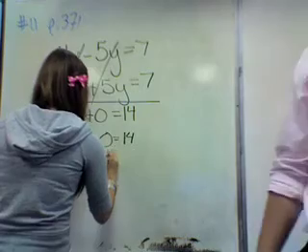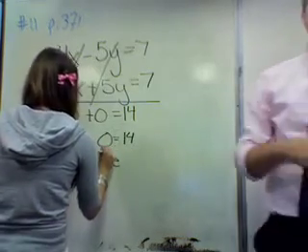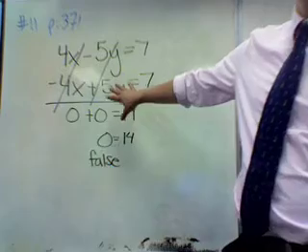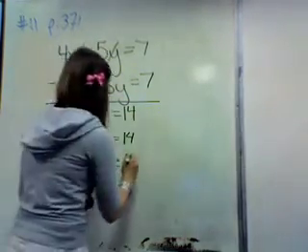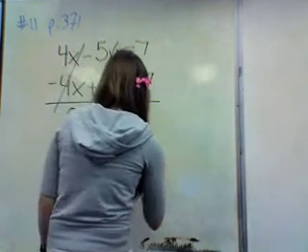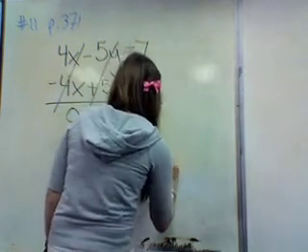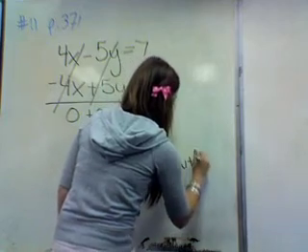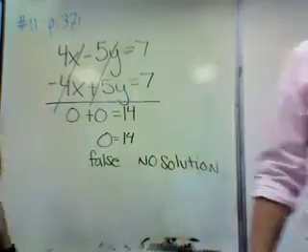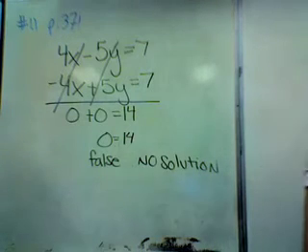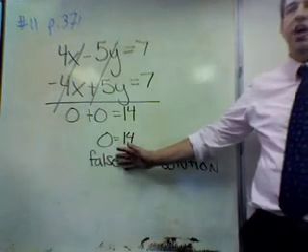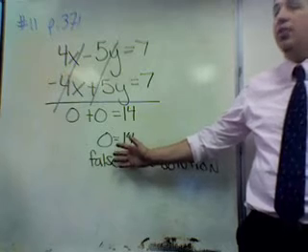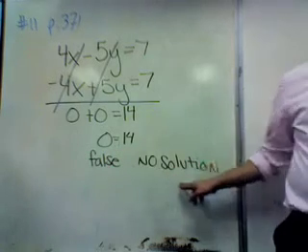Now, if it's false, what do we say in terms of solutions? You have to get the right lingo here. What kind of solution are we going to have for this problem? No solution. That's what it is. In other words, when you get a question that comes out with an absurd equation, something that is obviously not true because 0 does not equal 14, the answer is there's no solution.